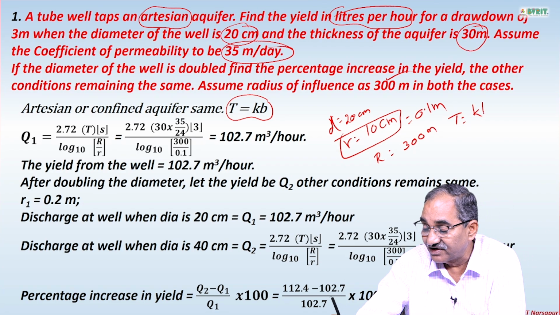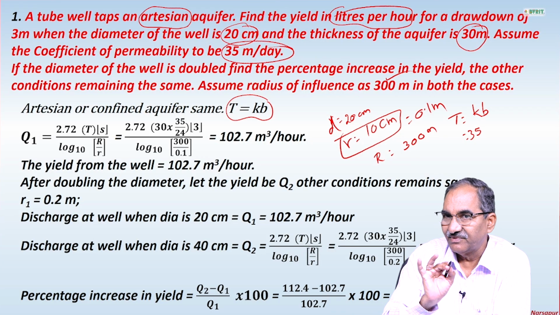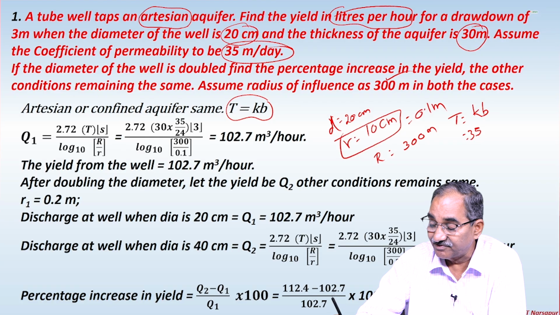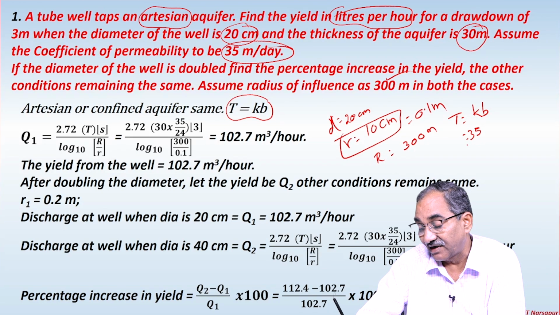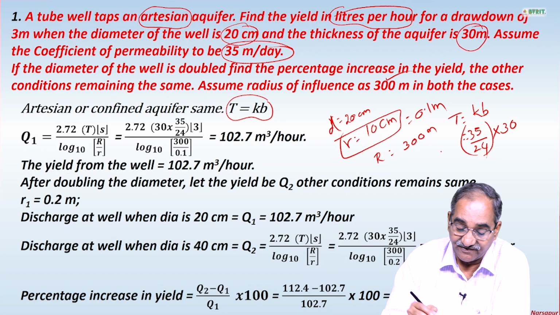T is equal to KB. How much has he given for K? 35 meters per day. But the answer he requires is in liters per hour, so let me do it in hours. So 35 meters per day, per hour it is divided by 24. This is K, into B, which is 30 meters. So if you put it, T will be obtained.